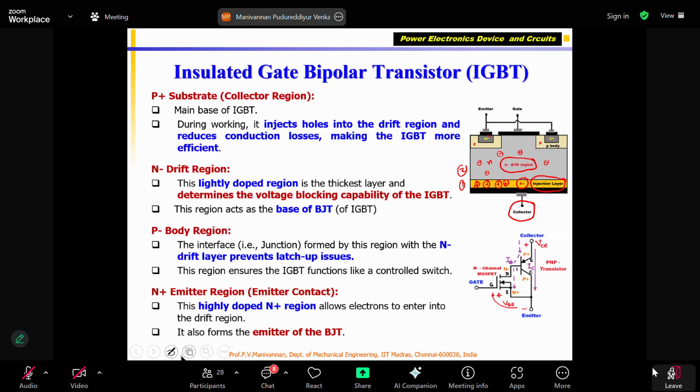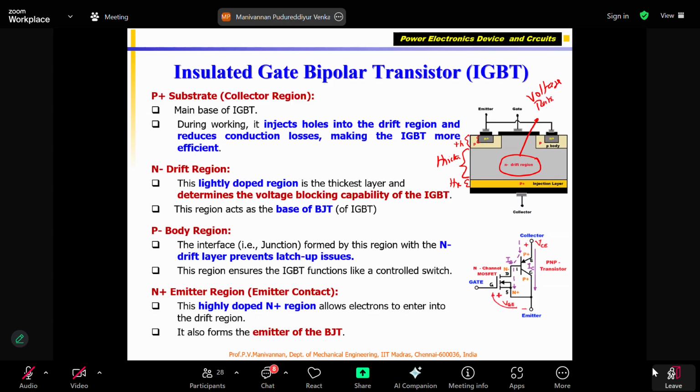You can see one more thing also, if you see the thickness of the layer. The N plus layer thickness is very high. Thickness is this. For P plus, thickness is this. For P, this is the thickness. For N plus, this is the thickness. You can see that the biggest layer thickness is the N drift layer. This drift layer decides the voltage rating of the IGBT.